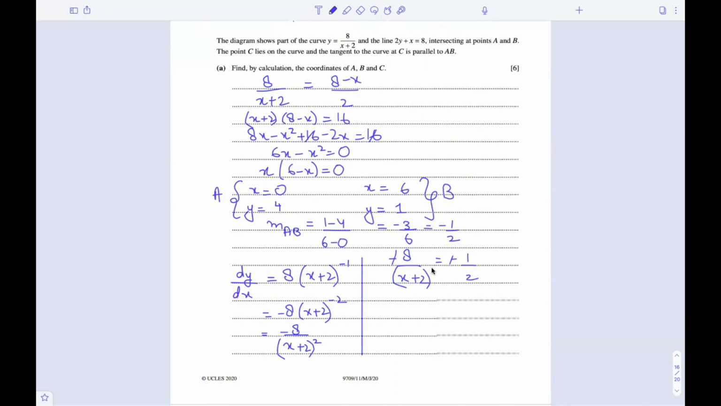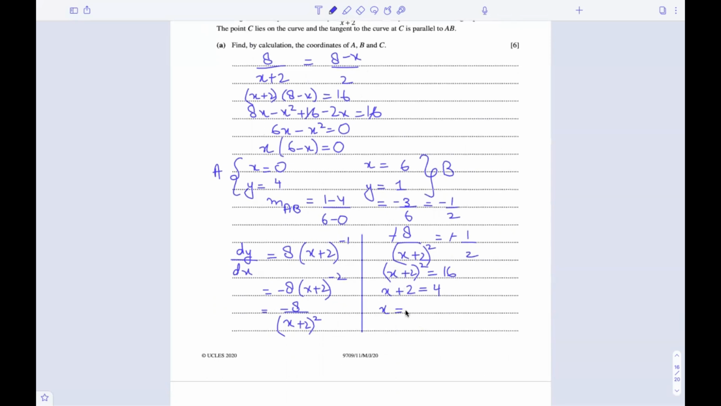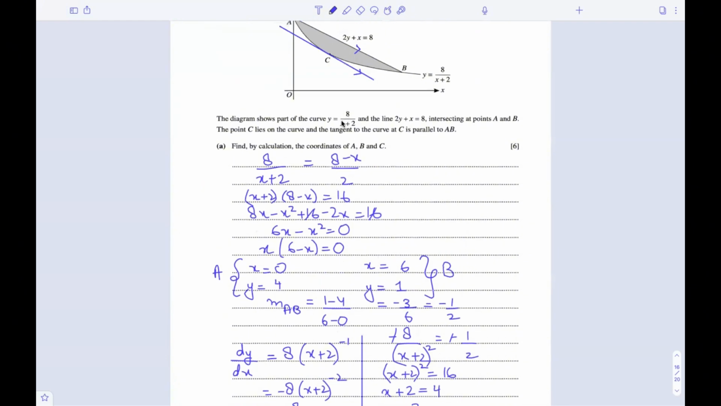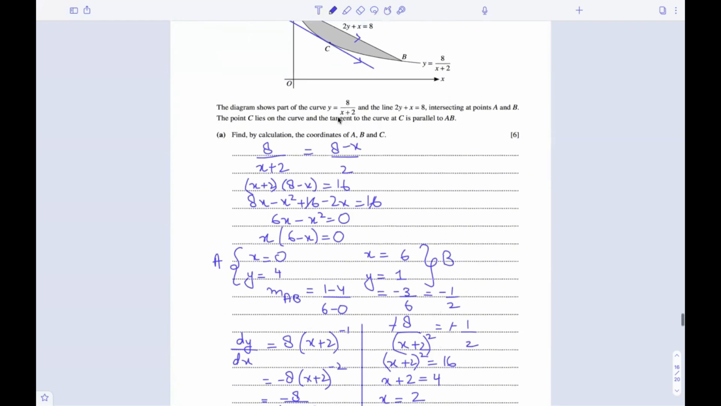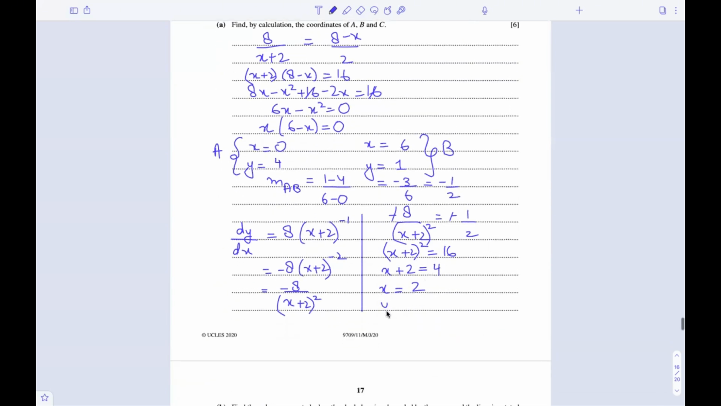The negative signs cancel out, and we have x plus 2 whole squared equals 16. Taking square root on both sides, we have x plus 2 equals positive 4. We won't be taking negative 4 as we know that C has a positive x value. So x is equal to 4 minus 2, which is 2. Substituting x equals 2 into the equation of the curve, y equals 8 upon x plus 2, we get y equals 8 upon 2 plus 2, which is y equals 2. So the coordinates of C are 2 and 2.